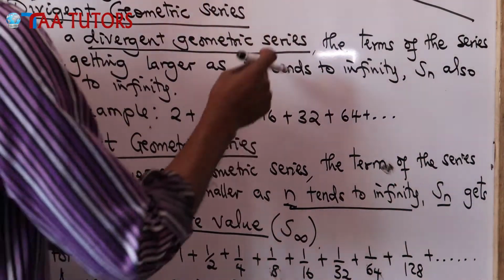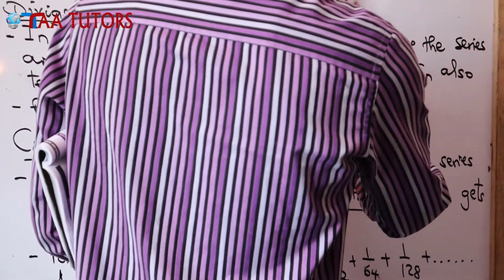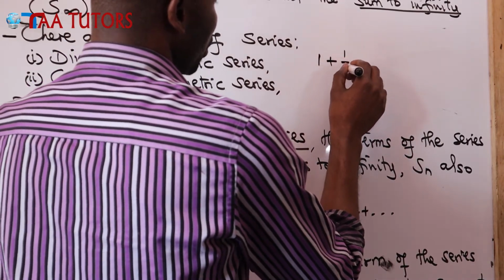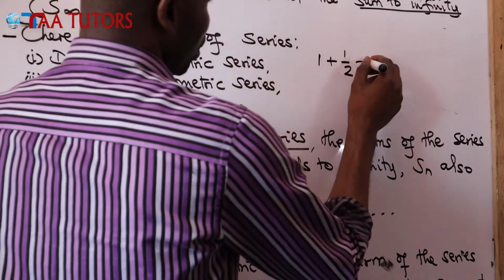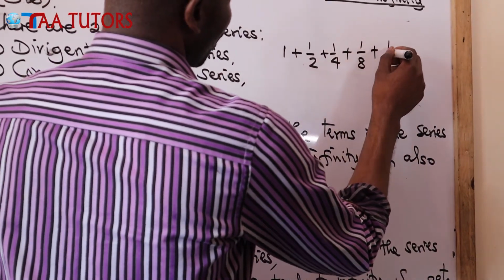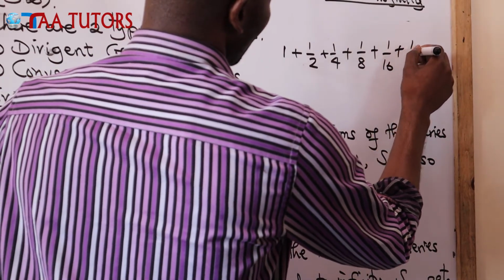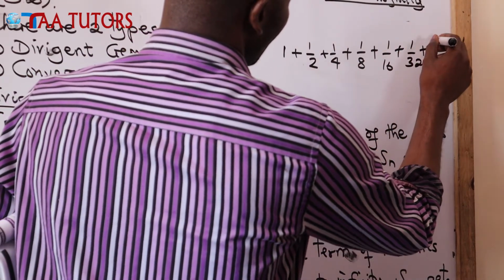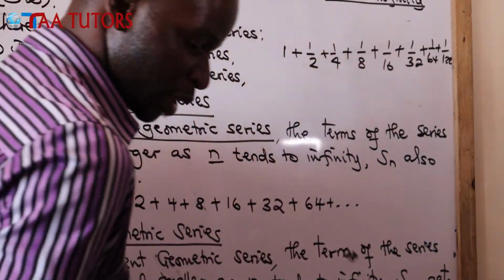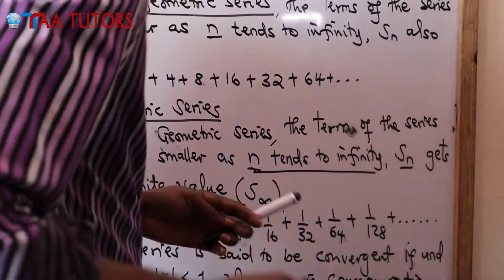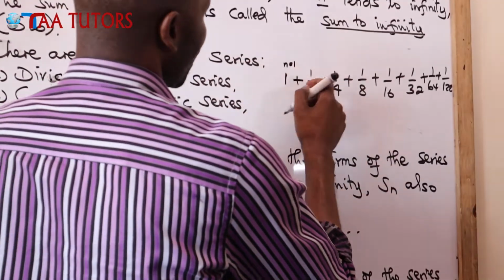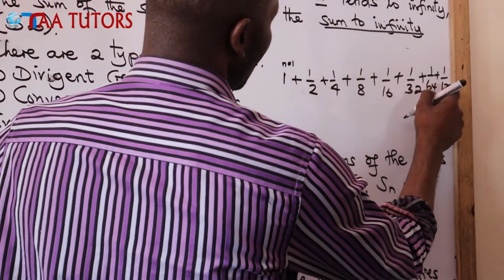And I want to show you something here. If I have 1, this is a series, plus a half, plus a quarter, plus 1 over 8, plus 1 over 16, plus 1 over 32, plus 1 over 64, plus 1 over 128. Let's see in a calculator what we are going to have. So you realize that as the number of n, this is n1, 2, 3, 4, 5, 6, 7, 8. This is n8.